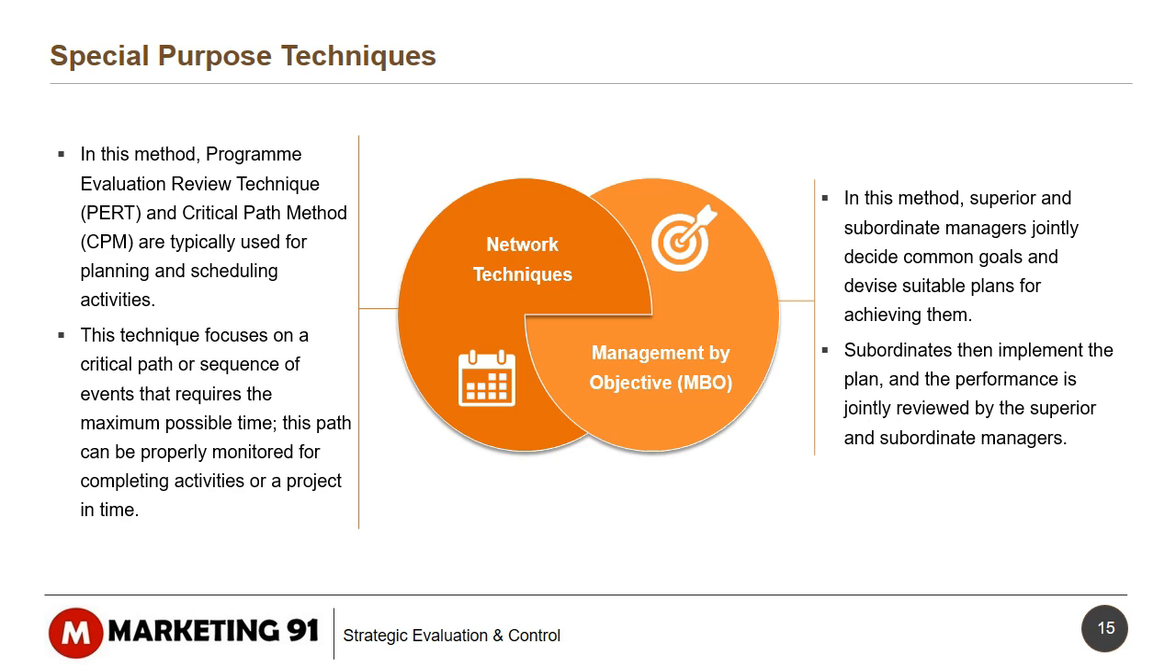Management by Objective or MBO. In this method, superior and subordinate managers jointly decide common goals and devise suitable plans for achieving them. Subordinates then implement the plan and the performance is jointly reviewed by the superior and subordinate managers.